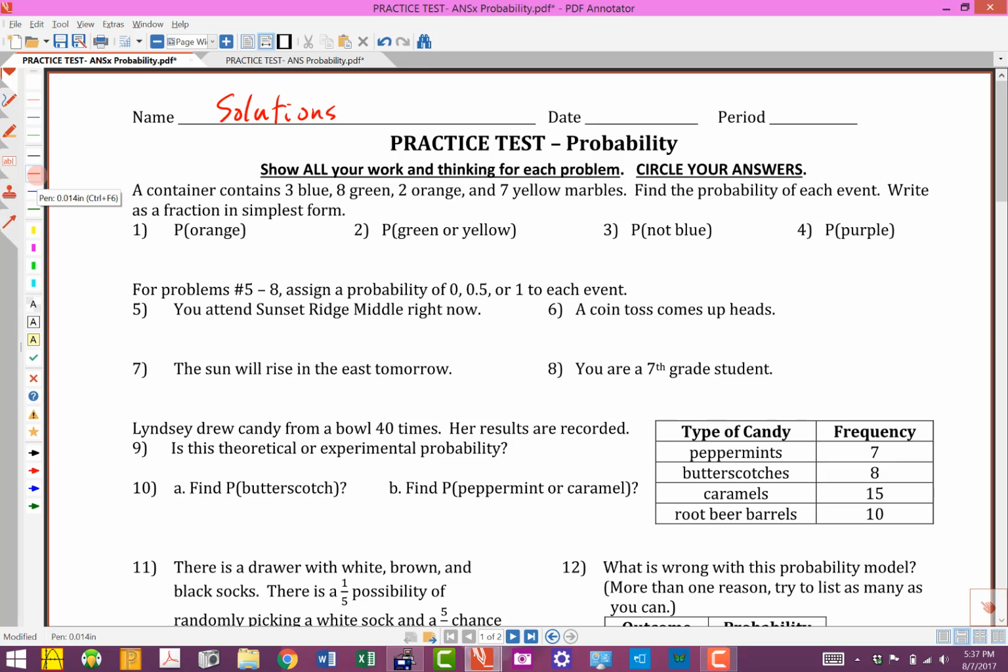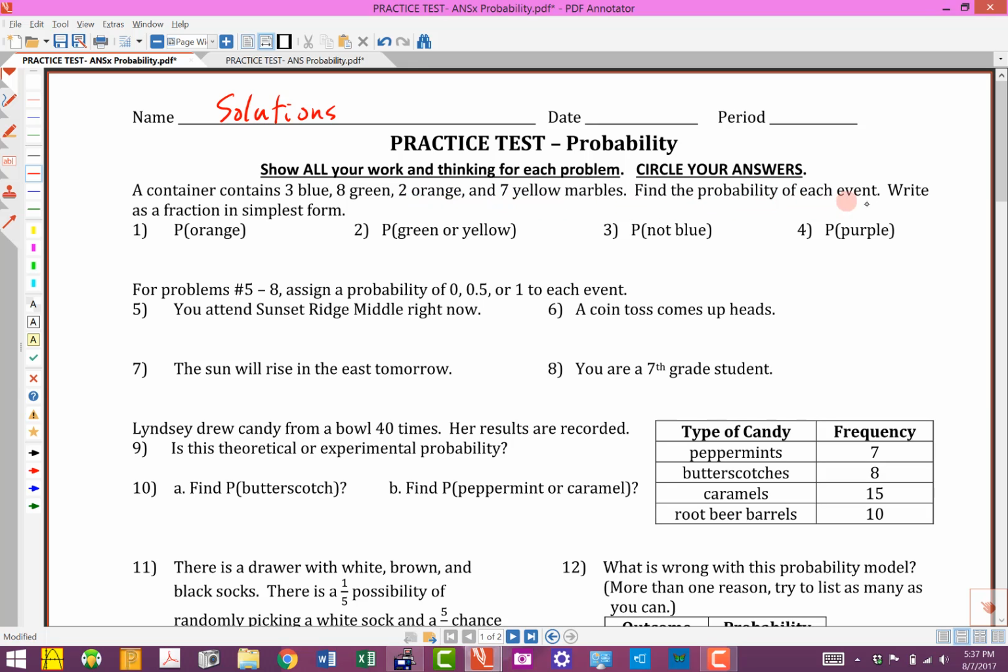Let's make sure we're ready for this test on probability. We'll run through this practice test here just to make sure we familiarize ourselves and remind ourselves of all these ideas that we've covered. So again, just like normal, make sure you're showing your work for each problem and circle your answers. Let's see, a container contains 3 blue, 8 green, 2 orange, and 7 yellow marbles.